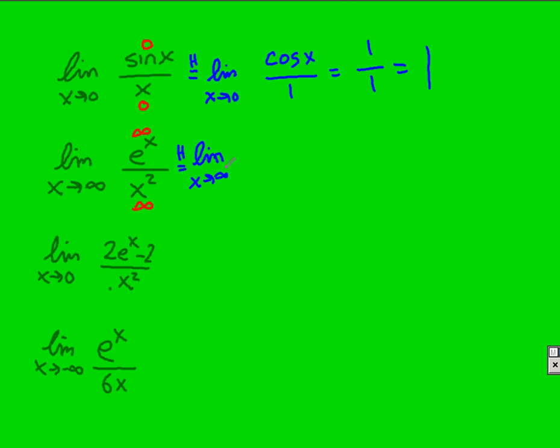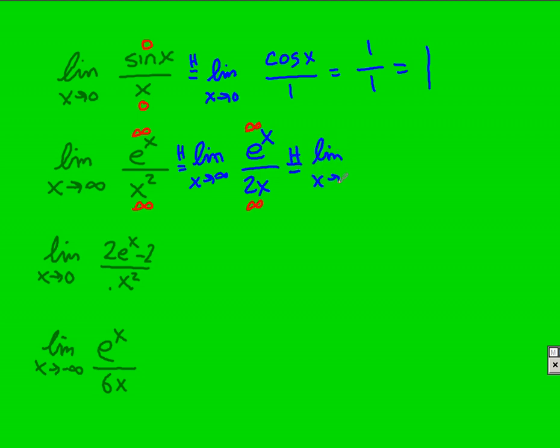So in this one, now I've taken the derivative of the top, it's still the same. The derivative of the bottom is 2x. Let's try plugging in again. e to the infinity is still infinity. 2 times infinity is still infinity. Well, now what? Well, guess what? I can take that L'Hopital derivative yet again.